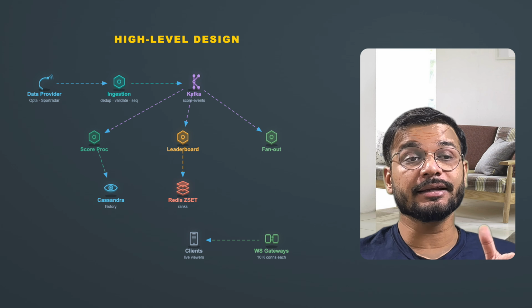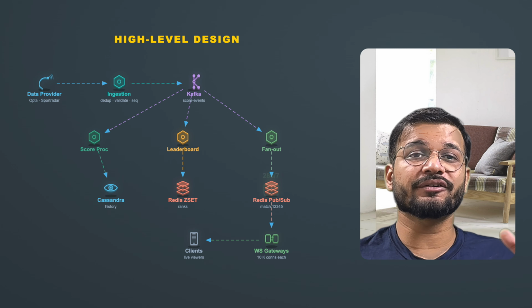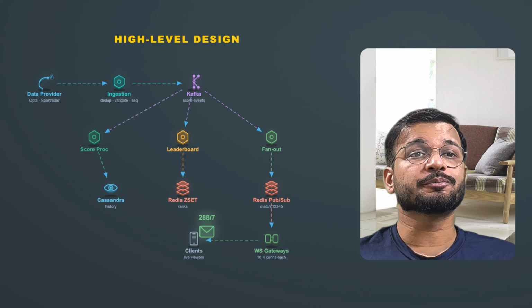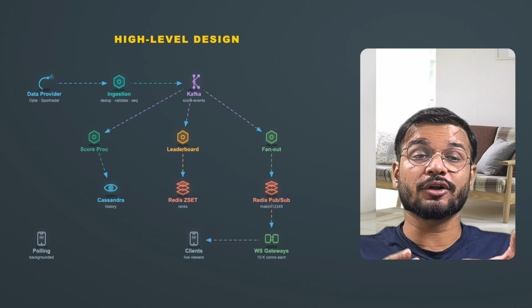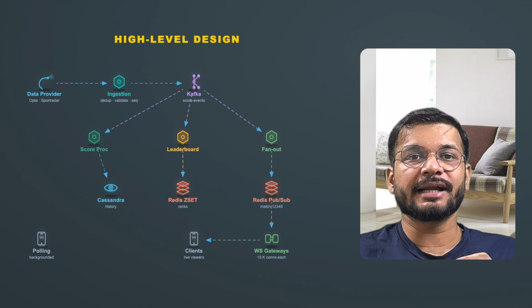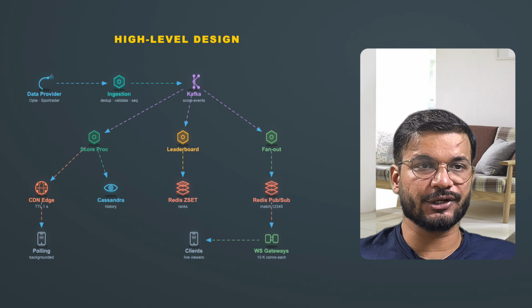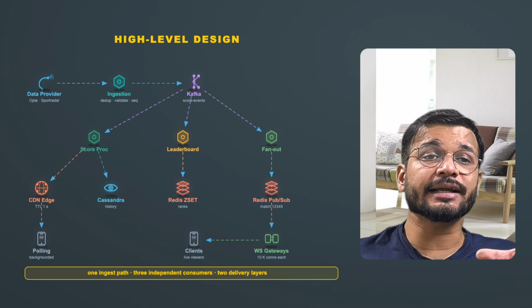On the delivery side, WebSocket gateway servers maintain client connections. They subscribe to the Redis PubSub channels per match. When an event is published, it is pushed to all the clients subscribed to that match. Now for the clients not on WebSocket, such as mobile apps that are backgrounded or web clients that disconnected, score updates are pushed to a CDN edge cache. Those clients poll the CDN on reconnect. Now, this is the architecture.